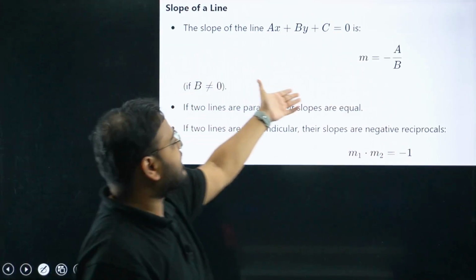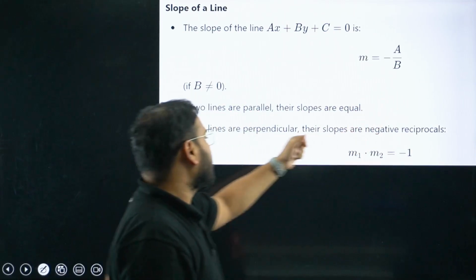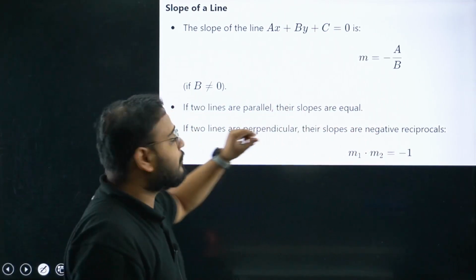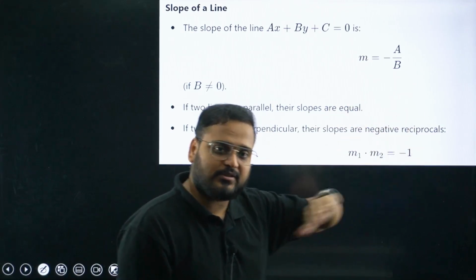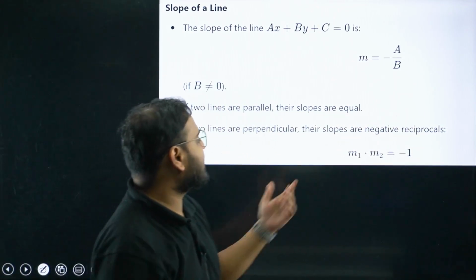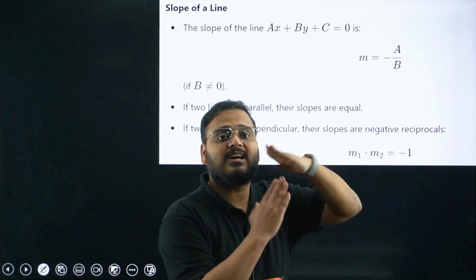Slope of a line, this is there, m equals minus a by b. We have some rules as well over here. What is that? If two lines are parallel, their slopes are equal. Correct? M1 will be equal to M2 if the lines are parallel. What is the other case? The product will be -1 when the lines are perpendicular.